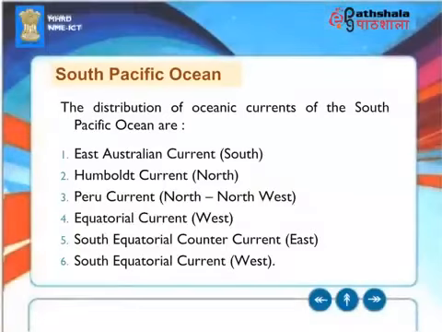South Pacific Ocean. The distribution of oceanic currents of the South Pacific Ocean are East Australian Current south, Humboldt Current north, Peru Current north-northwest, Equatorial Current west, South Equatorial Counter Current east, and South Equatorial Current west.